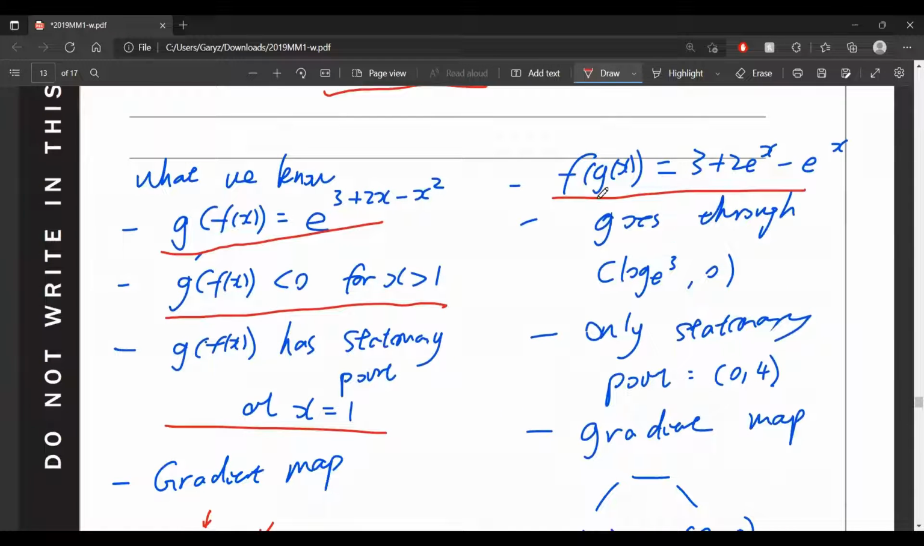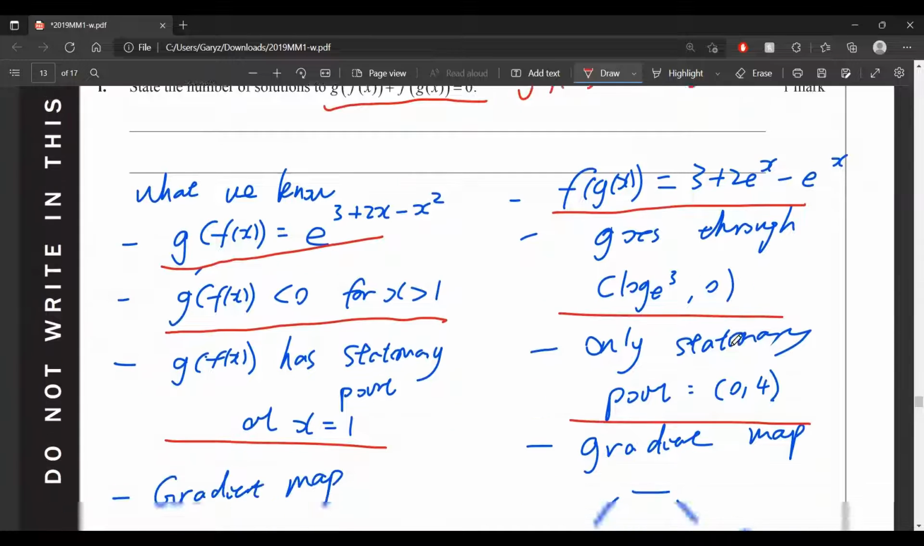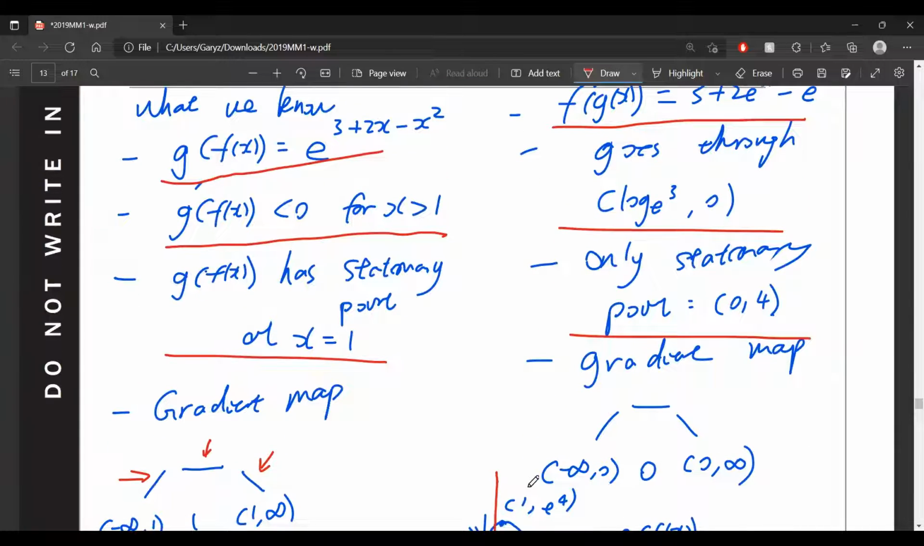Okay, now we look at f of g of x, and this one is much harder to analyze than g of f of x, in my opinion. So the question tells us it goes through this point here. It only has one stationary point, which is (0, 4). And then we can also work out its gradient map by subbing values bigger than or less than 0, and it has the same gradient map as that.